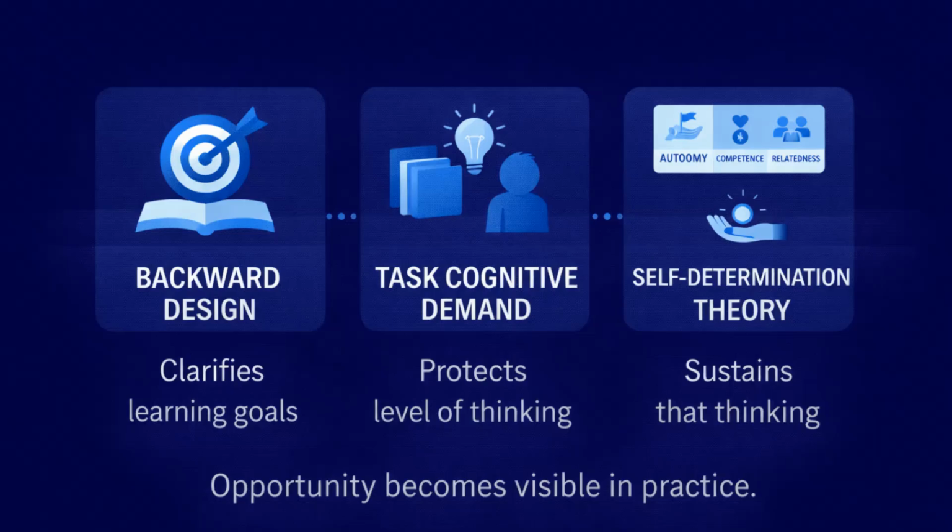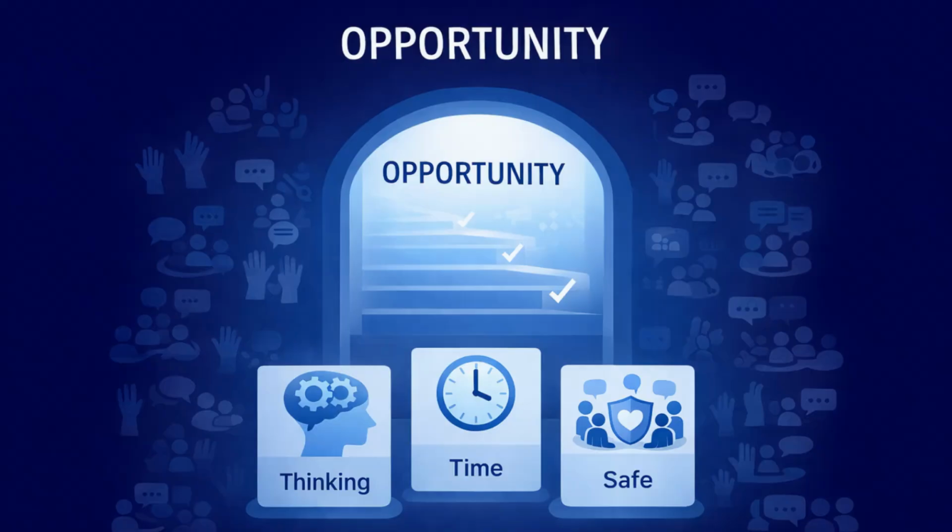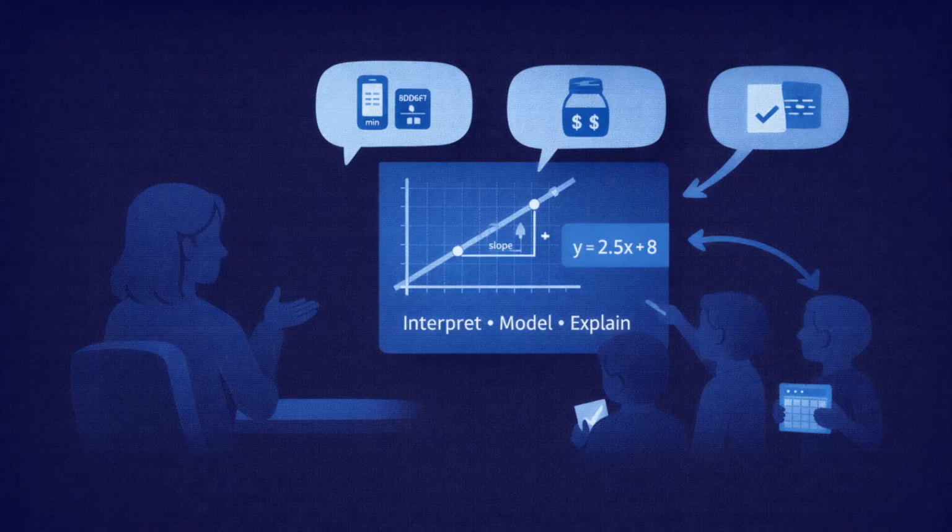This is also where opportunity becomes visible in practice. Opportunity is not that a standard exists. Opportunity is whether students consistently experience instruction that develops the thinking the standard requires, whether they are given time and space to reason, and whether classroom interactions make participation safe and expected. In the linear relationship example, opportunity means students repeatedly encounter situations where they interpret, model, and explain relationships, not just plot lines. It means they are expected to reason publicly and are supported to do so.